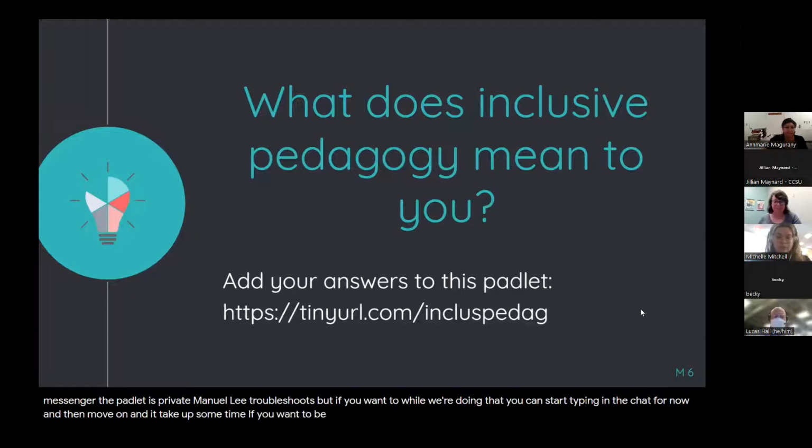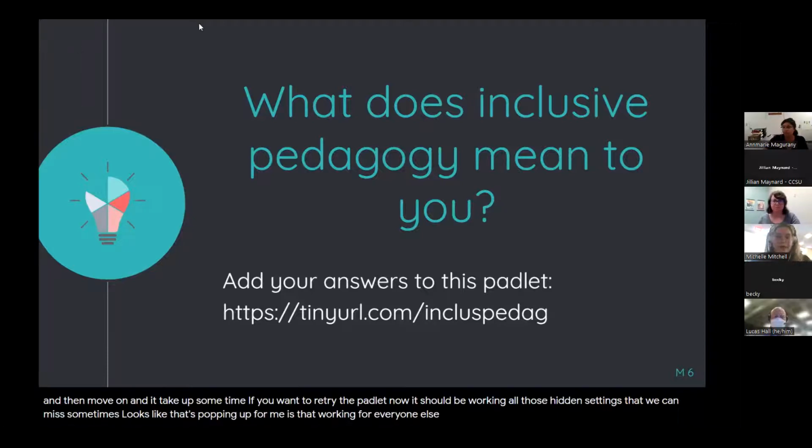Okay, if you want to retry the Padlet now, it should be working. All those hidden settings that we can miss sometimes. Looks like it's popping up for me. Is it working for everyone else?